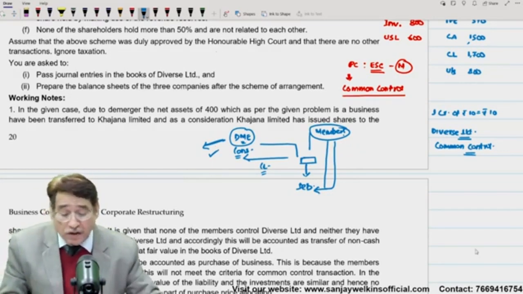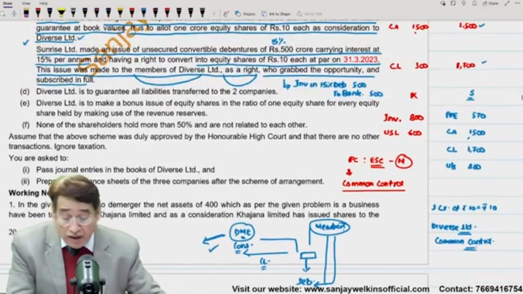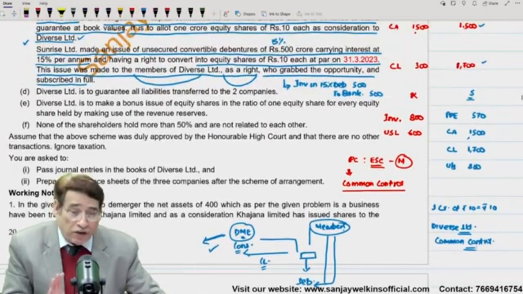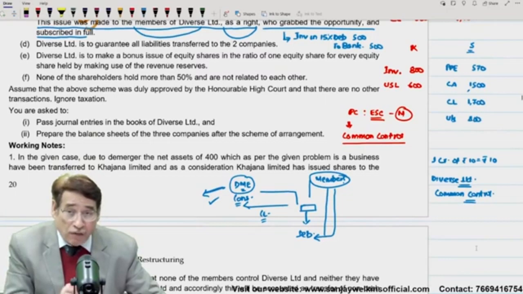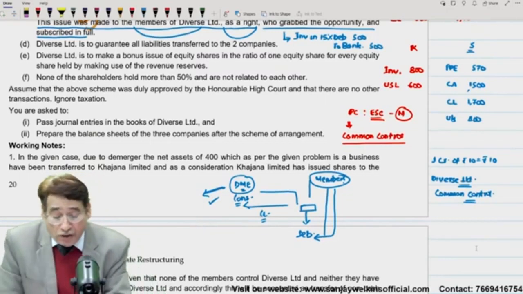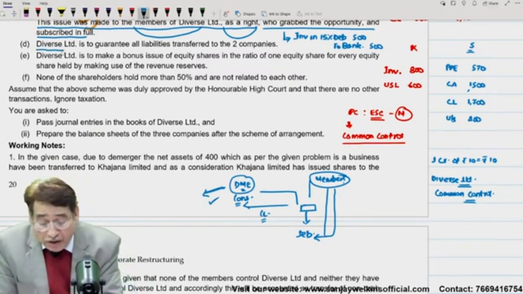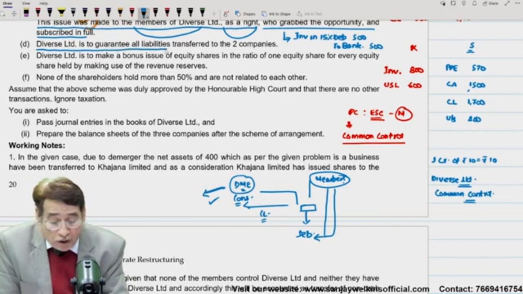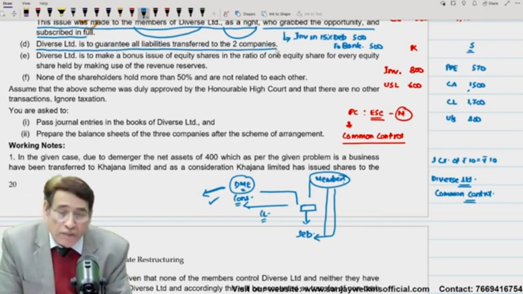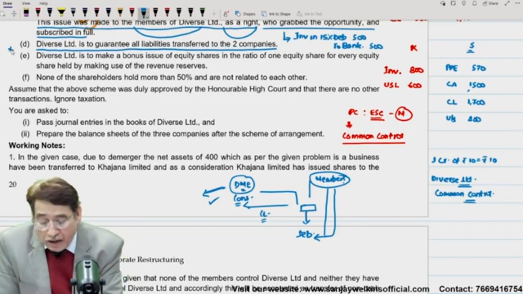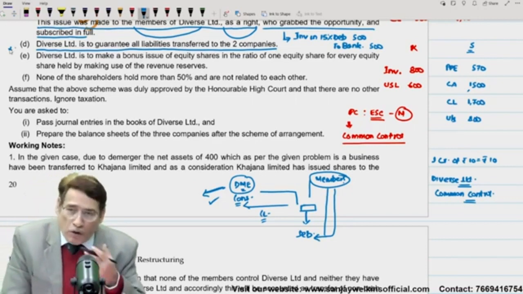Even though it is written in the question that it is being made to the members of the Diverse Limited, you must understand why we are passing this entry in the books of demerged entity, which we are going to pass later on. I told you it's a pretty long question, tough question. Further, it is given Diverse Limited is to guarantee all liabilities transferred to the company. Again, it is an irrelevant information because this is always implied.